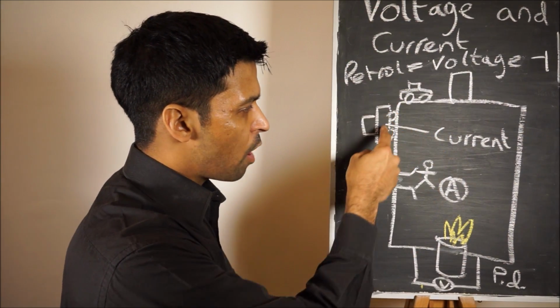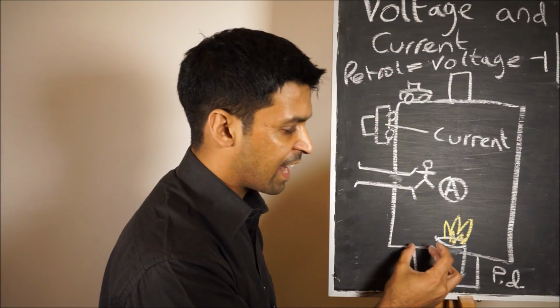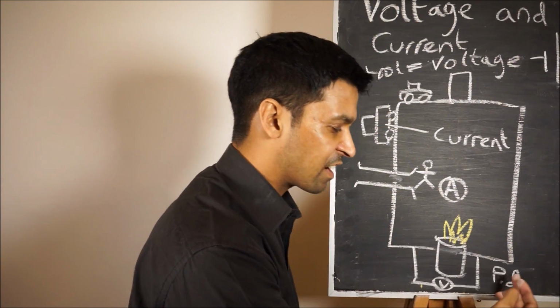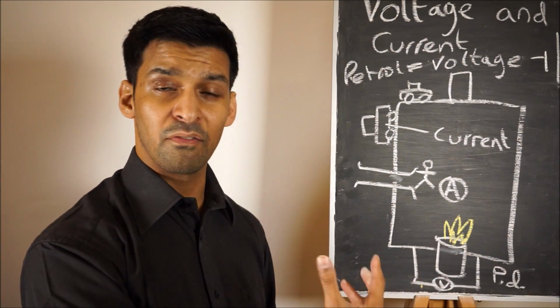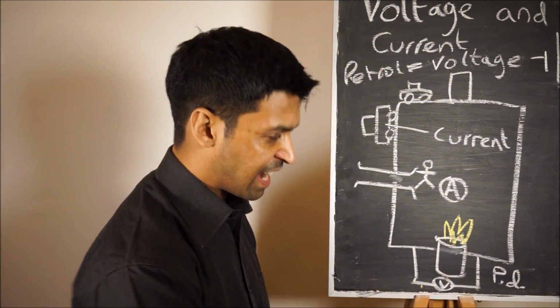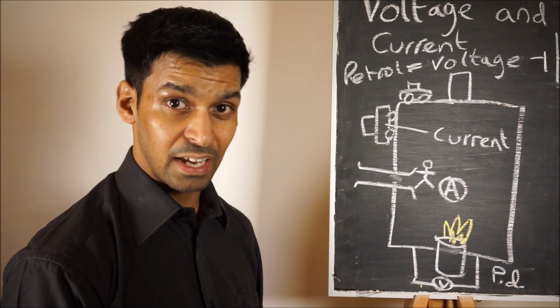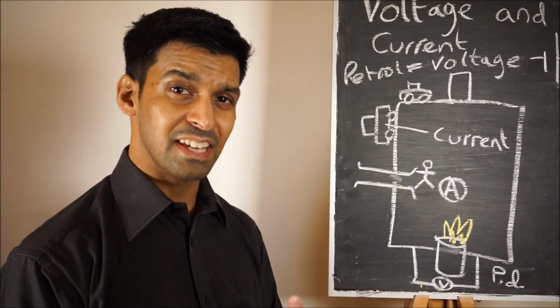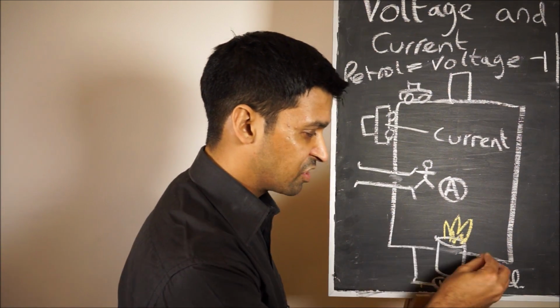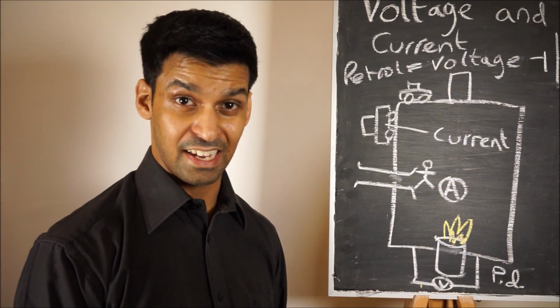So you've got a certain amount of energy in the current here, and then less as it crosses over to the other side of the device, you see, because some of the energy is being used up, in this case, to give off light and heat, okay? So the potential difference is the difference in potential energy between 2 points of a circuit.